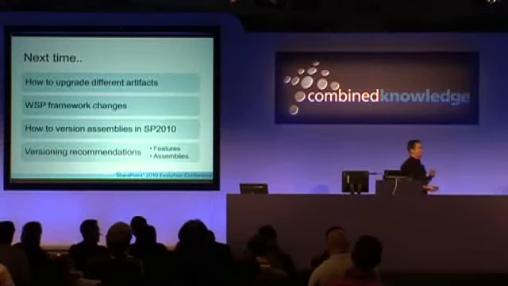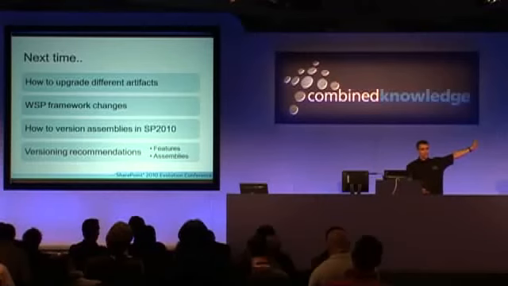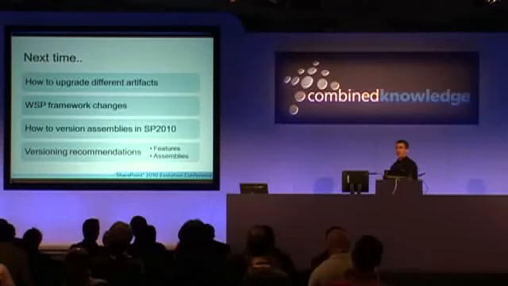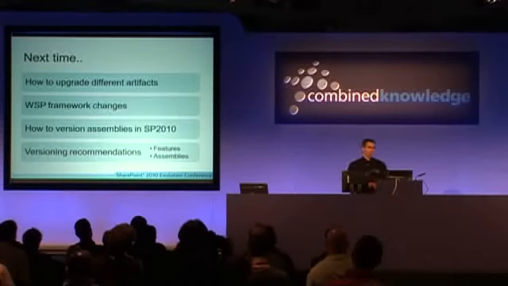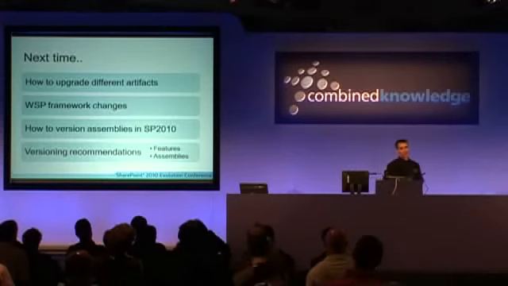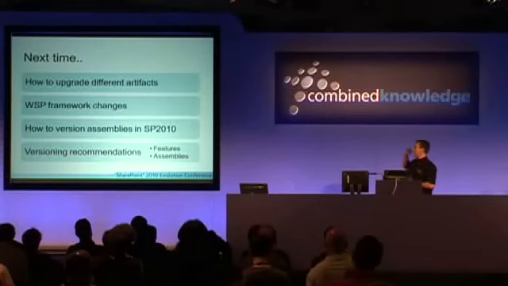Next time, we think about different artifacts and how they might upgrade. So how do I upgrade a content type that's in use? How do I upgrade a list template that's in use? What are the things that I might need to think about for different artifacts? We think about solution framework and changes there.